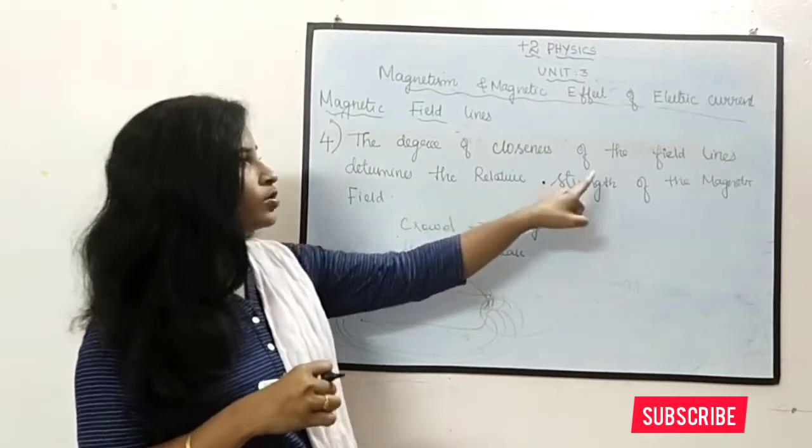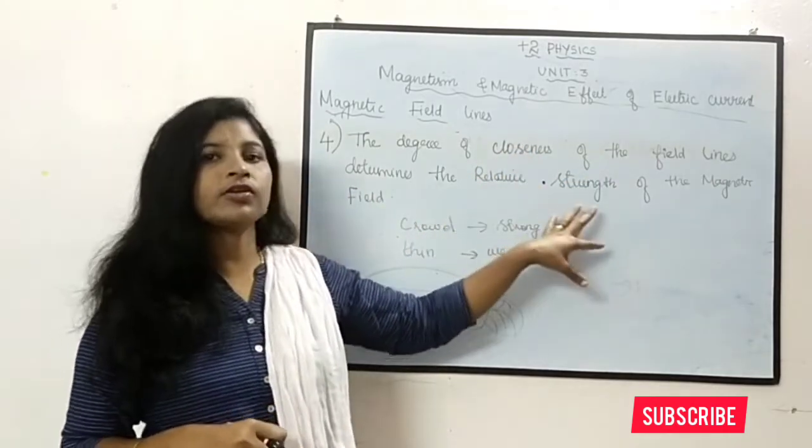Okay. So the degree of closeness of the field lines determines the relative strength of the magnetic field.